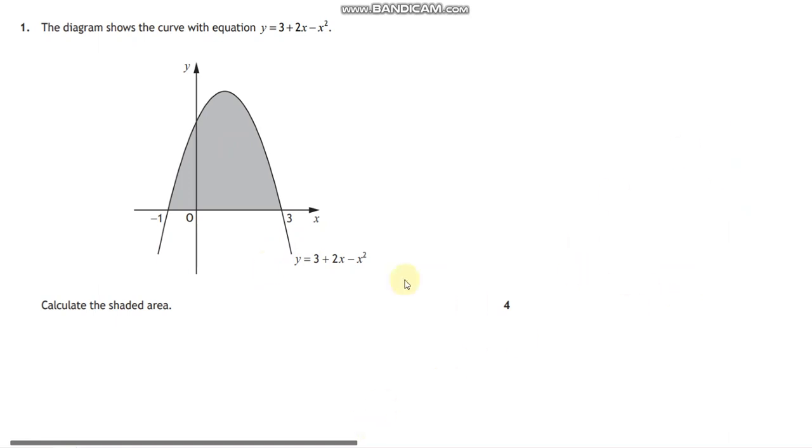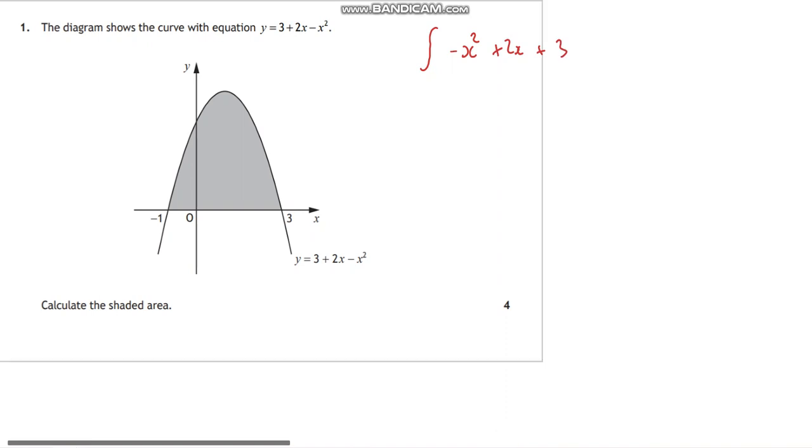So part one, you see a shaded area under a curve, you should immediately be thinking integration. So when I integrate, I'm looking to integrate my curve, my function. I'm just going to write it in the correct order: negative x squared plus 2x plus 3. You don't want to forget dx, you're integrating with respect to x, and your limits of 3 and negative 1. So going between 3 and negative 1.